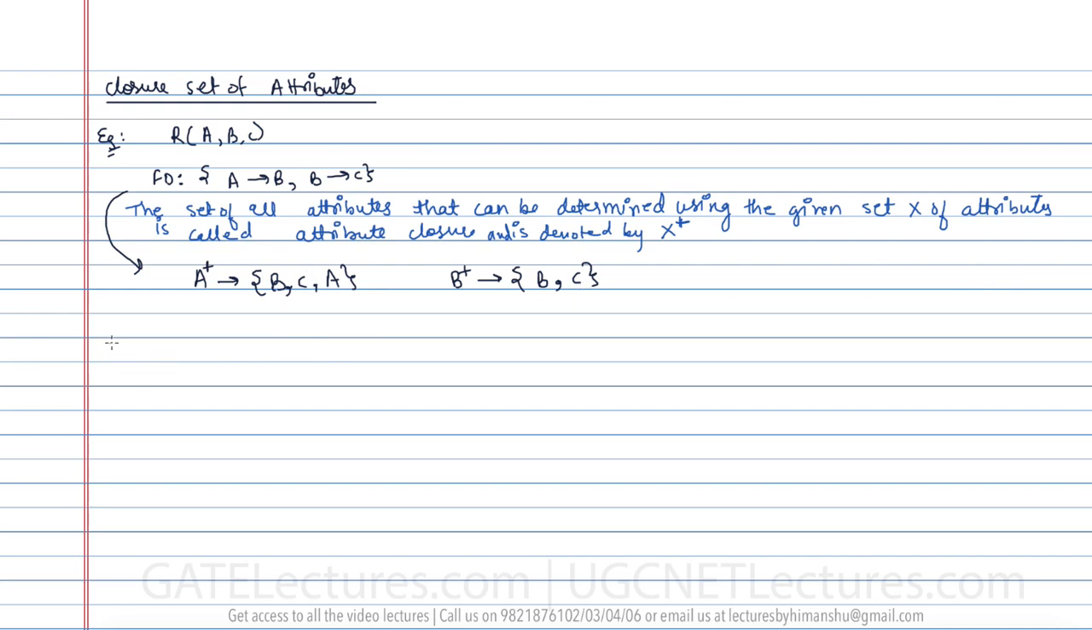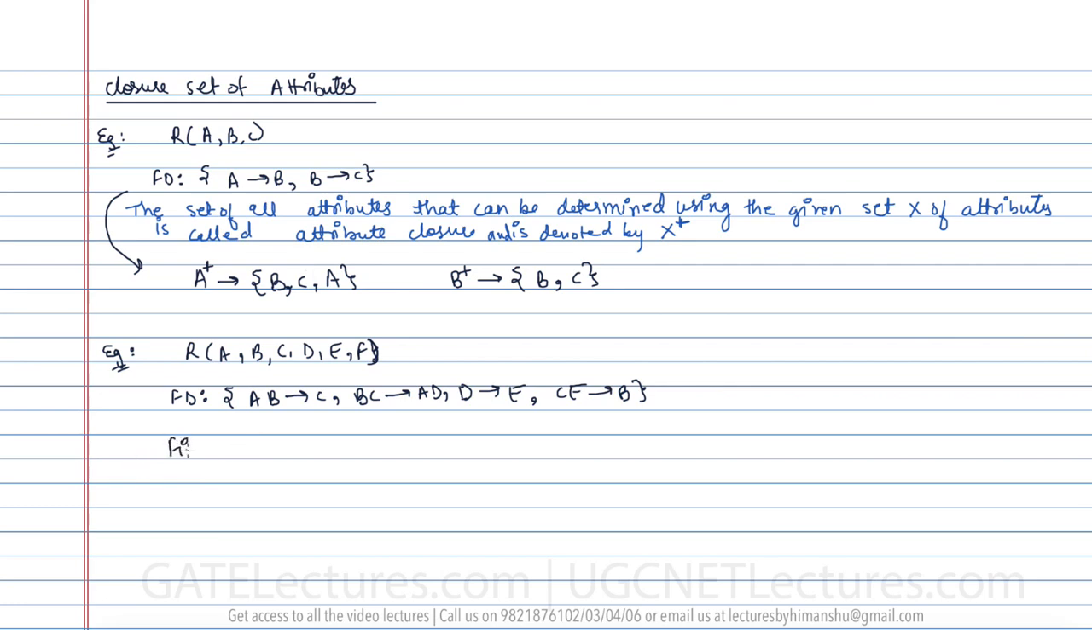Okay, now let us assume we are having this example. We have a relation R with attributes A, B, C, D, E, and F. This is the relation which we have, and these are the functional dependencies which are given: AB determines C, BC determines AD, D determines E, and CE determines B.